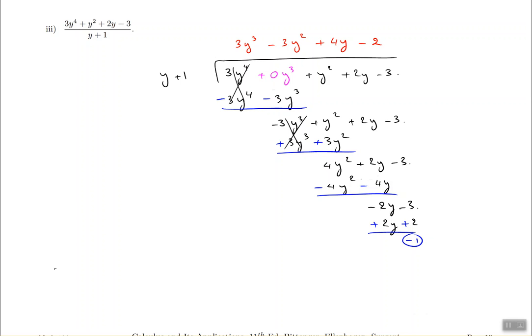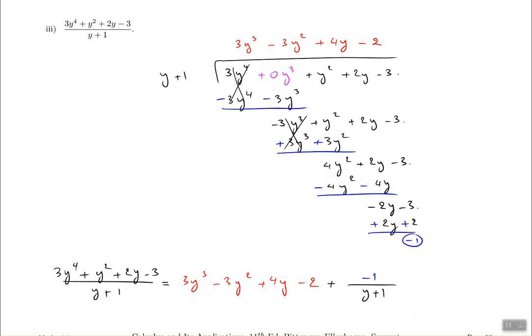So my final answer says that the fraction that was written down is equivalent in the divided form to the quotient 3y cubed minus 3y squared plus 4y minus 2 with a possible remainder of negative 1, that's the remainder, all divided by y plus 1.